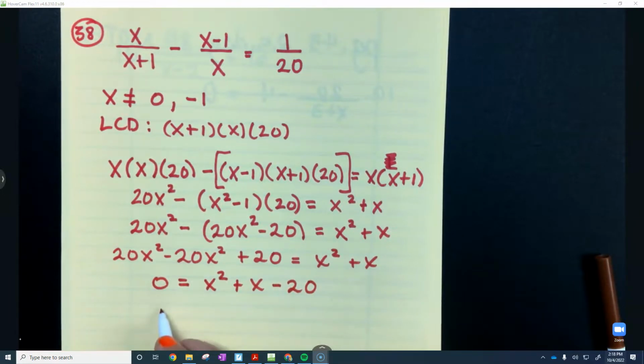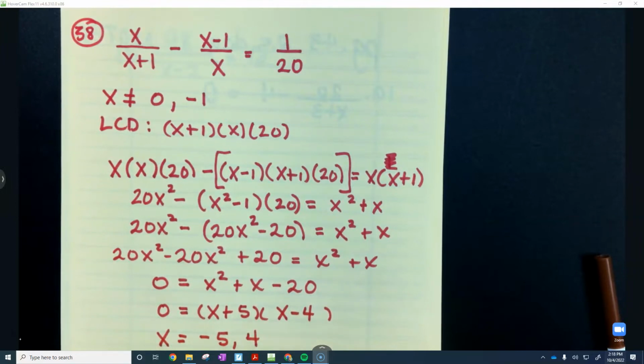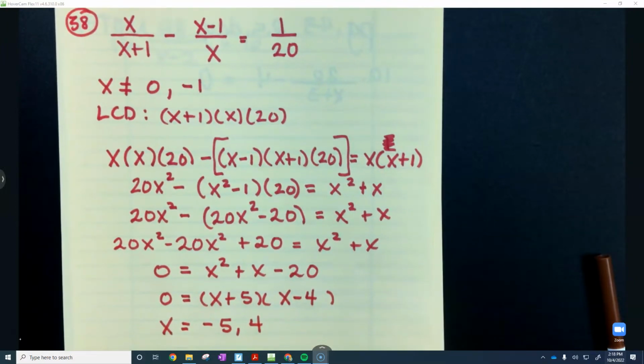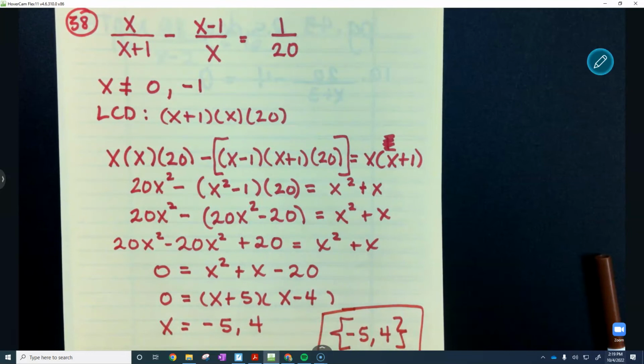Y'all, that's factorable. That's going to be x plus 5, x minus 4. So x is going to equal a negative 5 and a positive 4. And those are going in braces. Both of those are good answers. So the answer is negative 5, comma 4 in the correct symbols. And that's how you do problem 38.